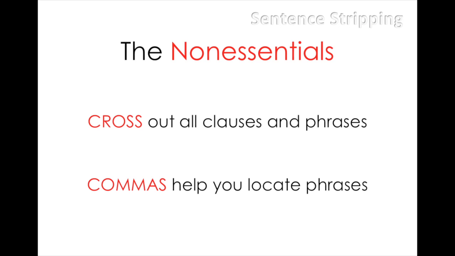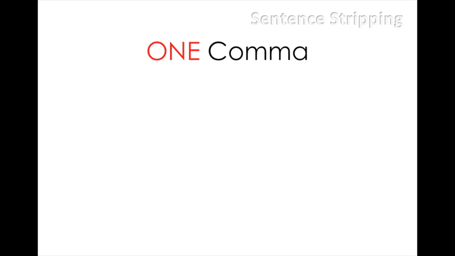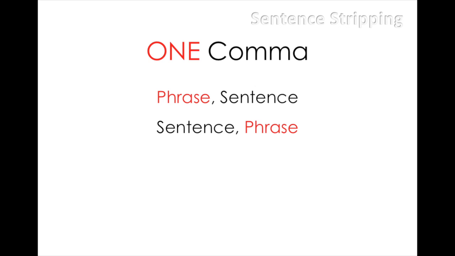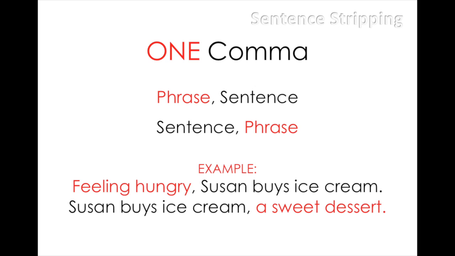Okay, so you know to locate the sentence and cross out the phrase, but how exactly is this done? It all depends on how many commas are in the sentence. The primary way for there to be one comma in a sentence is if there is a phrase followed by a sentence, or a sentence followed by a phrase. Let's turn to these examples. Feeling hungry, Susan buys ice cream. Susan buys ice cream, a sweet dessert.